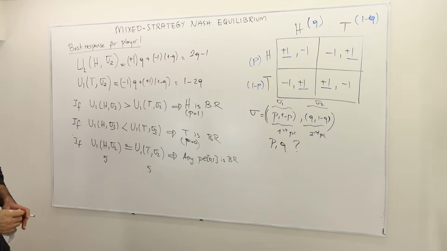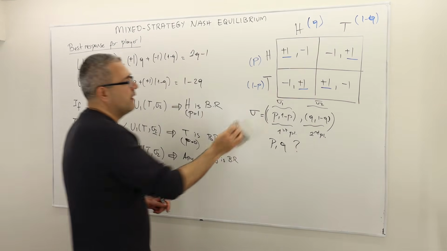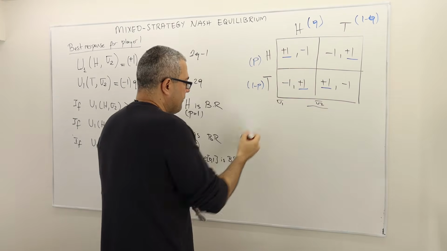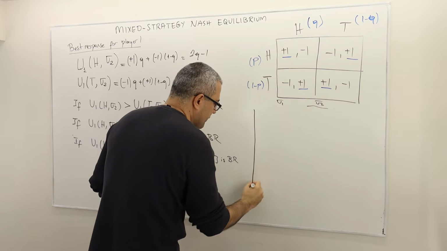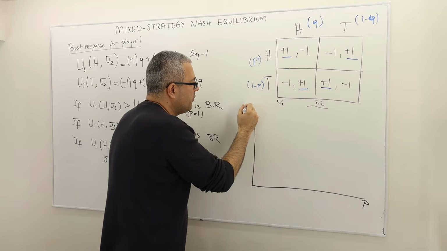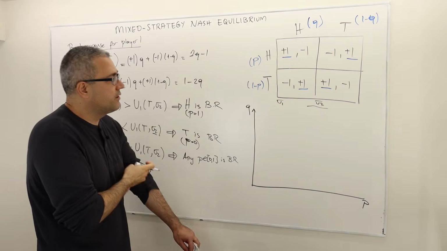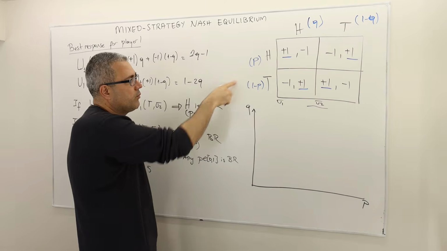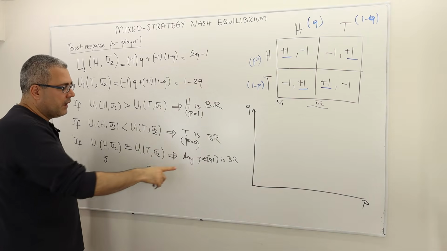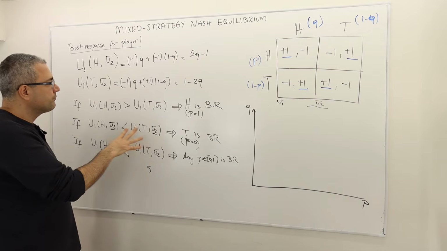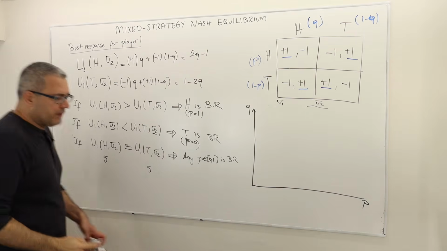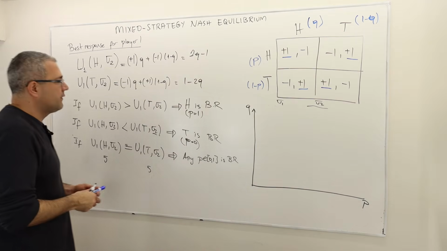All right, so what I'm going to do next is I'm going to draw the best response function, all right? Well, it's not a function really, it's a correspondence. So let's put P here, Q here, all right? So these are the strategies of player 1 and player 2, right? Player 1 strategy is P. So here, the best response of player 1 is a function of Q, remember?